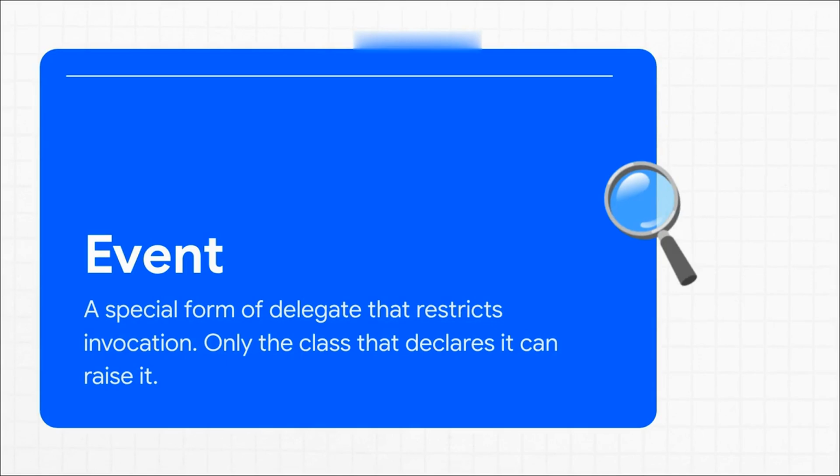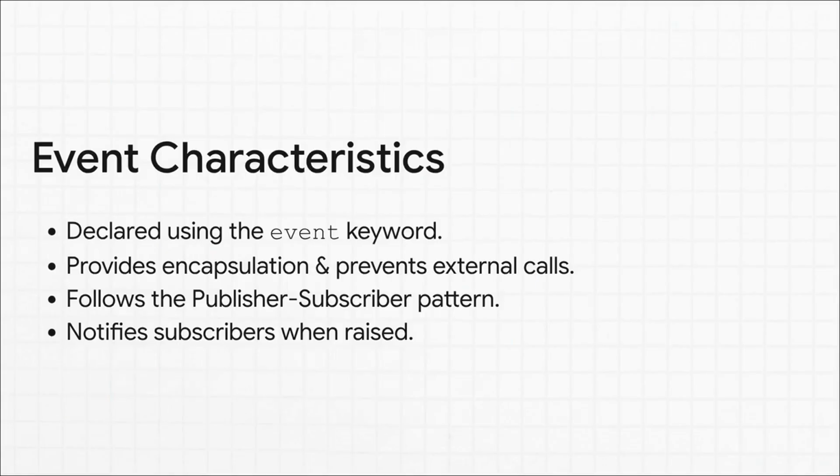And this is the absolute key takeaway right here. An event is, for all intents and purposes, a delegate with a very strict set of rules. Think of it as a delegate that's been wrapped in a protective layer. While pretty much anyone can subscribe to the event, only the class that actually owns the event is allowed to trigger it or raise it. And it's these protections that are the real superpower of events.